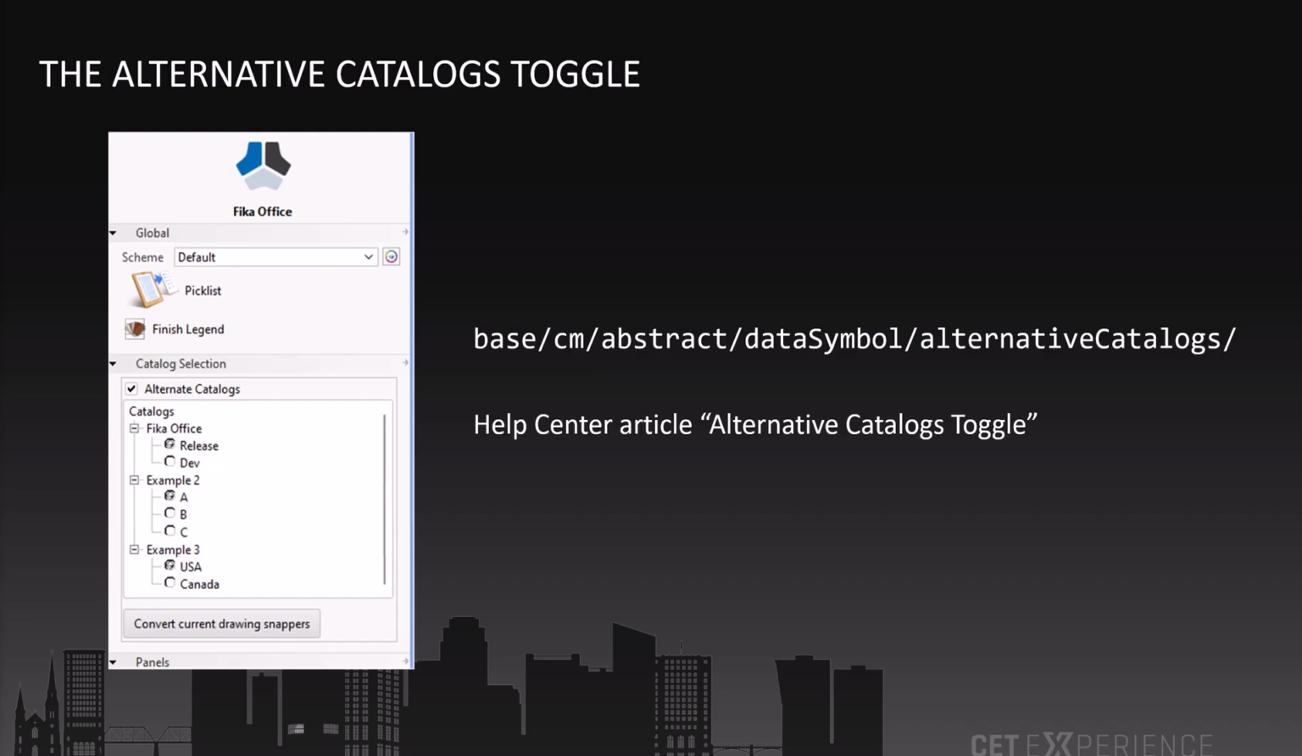And then it's really easy to go between different versions of a catalog with full control, without needing to change any code, without needing to restart CET, without needing to do any extension rebuilds.